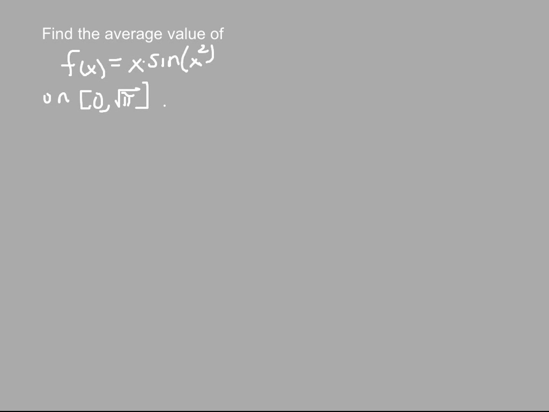Find the average value of the function x times the sine of x squared on the interval 0 to the square root of pi. And so the average value is going to be equal to 1 over the square root of pi, officially minus 0. The integral from 0 to the square root of pi, and then we have to integrate the function.